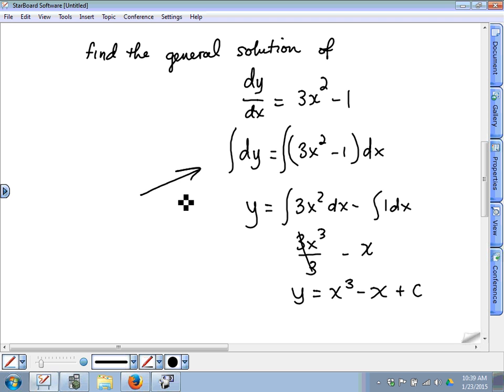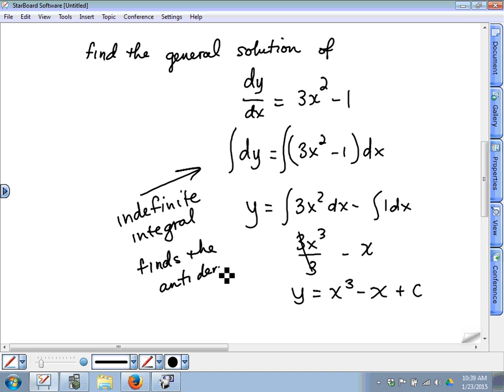Okay. This is what's known as the indefinite integral. Really what it helps find is the antiderivative. We good on that? That's the indefinite integral. It helps find an antiderivative. Well, here's a definite integral.